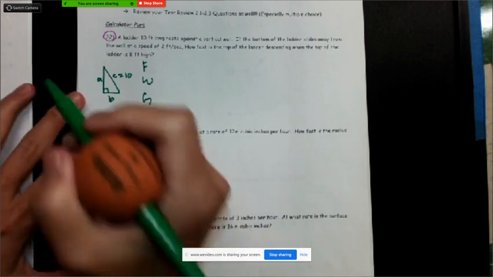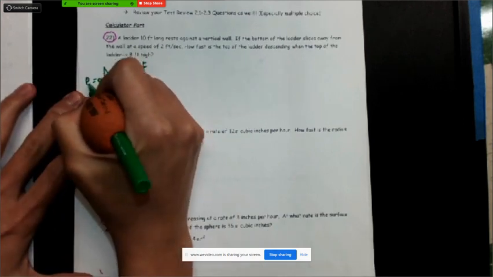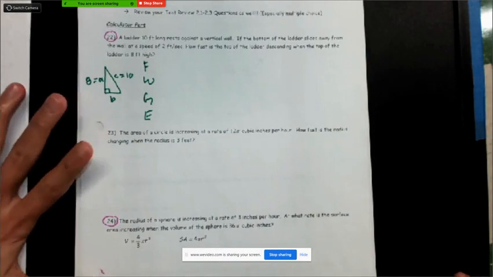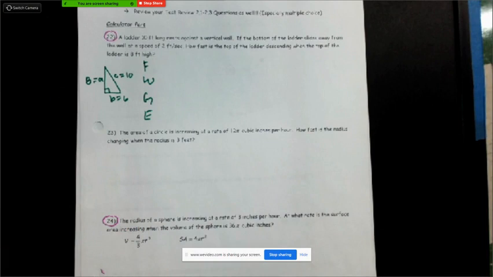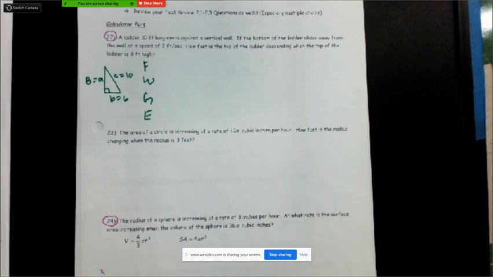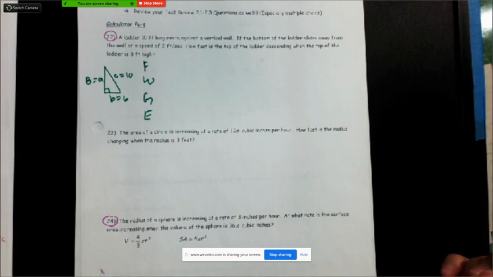What other information do I have? The ladder is 8 feet high, so that's going to go for what letter? A, 8. And just by looking at this, we know the base has to be how many? 6. And let's go ahead and write out everything we need. It says to find something. So how fast is the top of the ladder ascending?